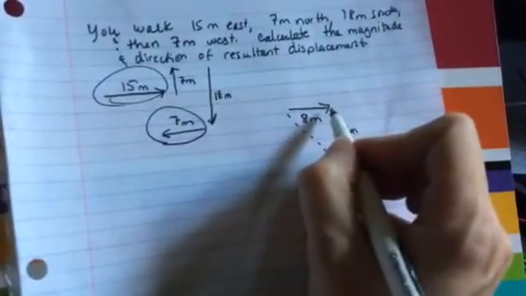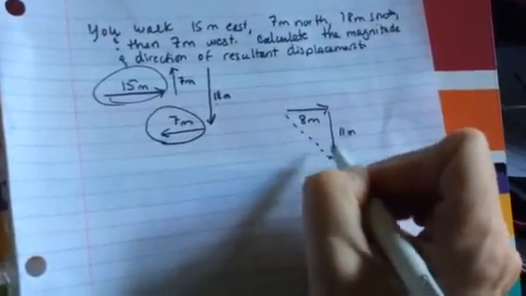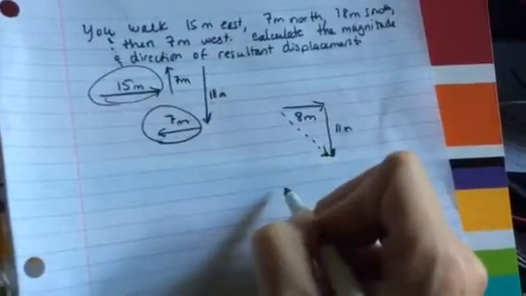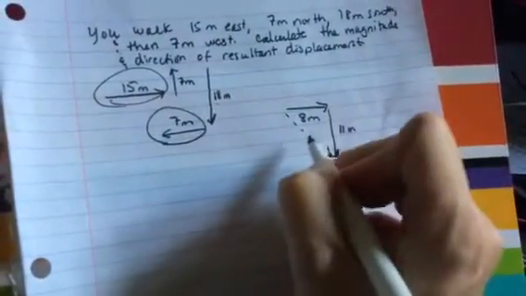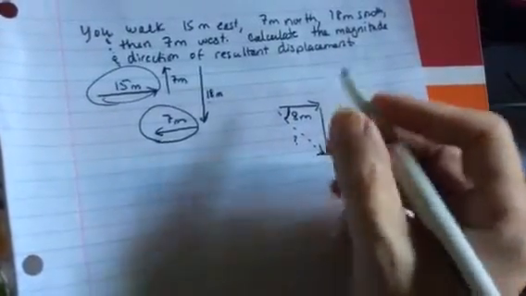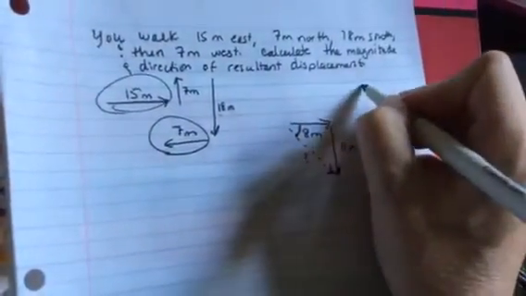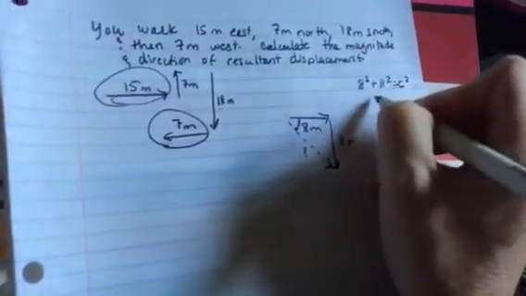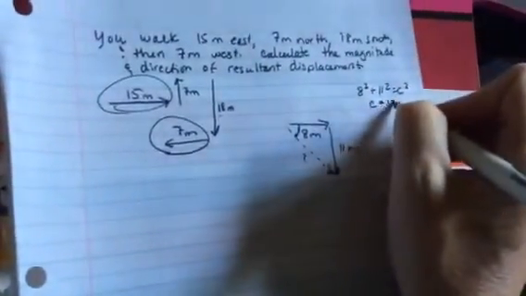Notice I drew my horizontal first, then my vertical. Here's my resultant, put an arrow on it. This is what I'm going to look for, along with the angle from your horizontal. So again, to find the resultant when you have two perpendiculars, it's 8 squared plus 11 squared equals c squared. C will come out to be 13.6 meters.